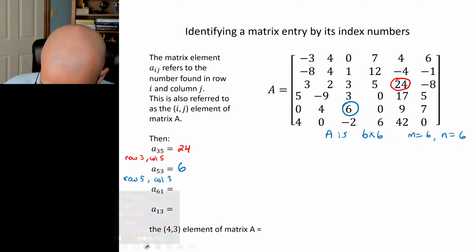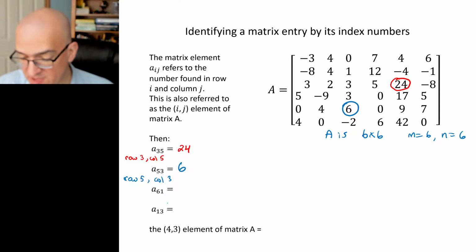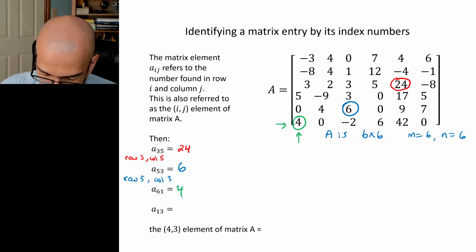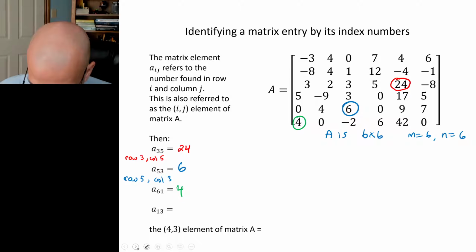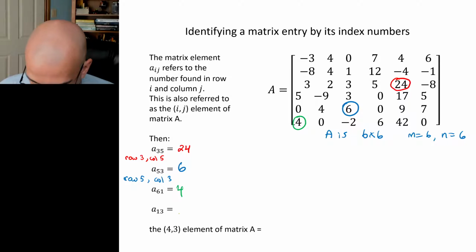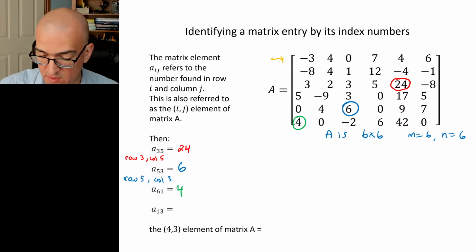Okay, and now we'll go to the next one, A61. So we're going to row number 6, which is the last row, and then column 1, the first column, so our number is 4. And then the second last rather, we have A13, so first row, so this row, and then 3rd column, 0.